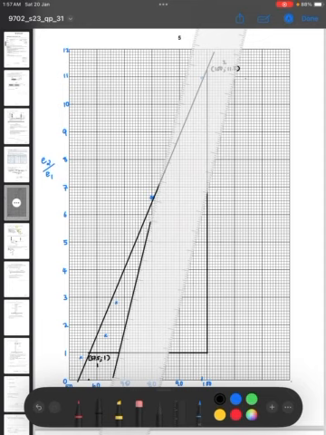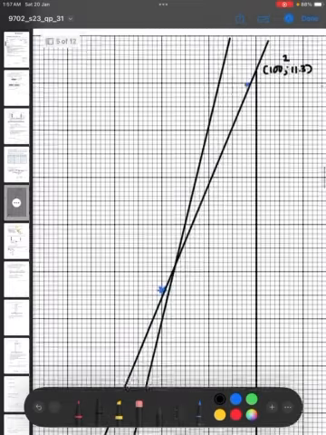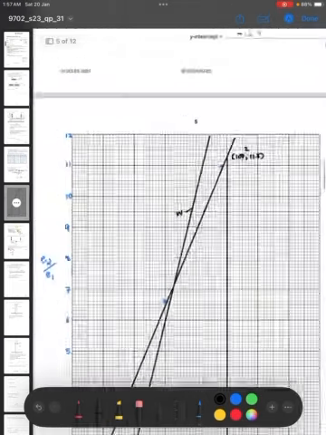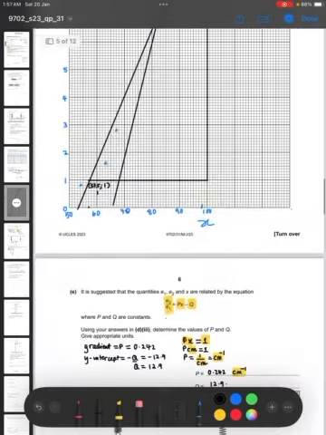So that's my line. Then I label it W, because they wanted us to label it W. So the question is finished.